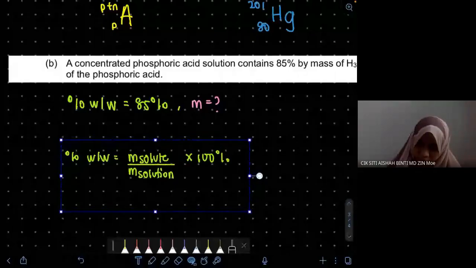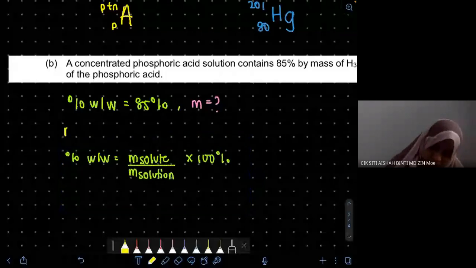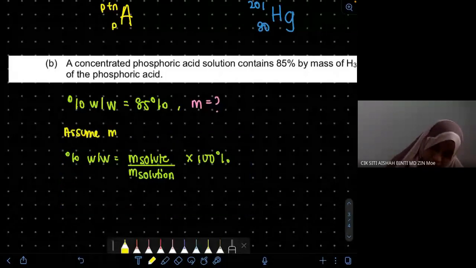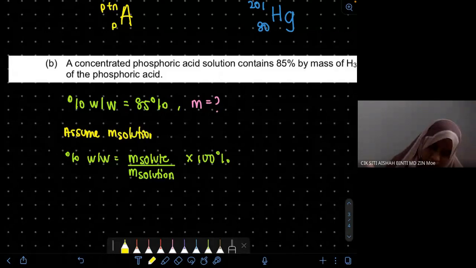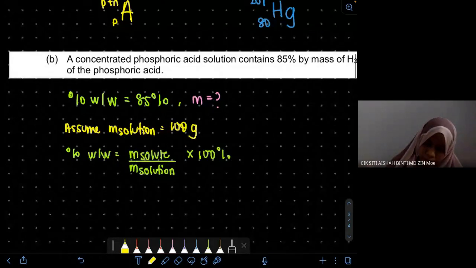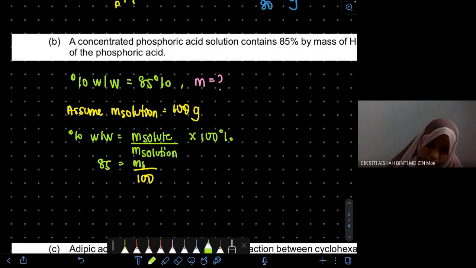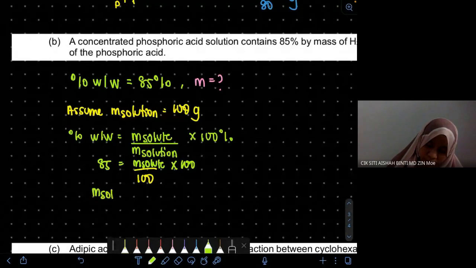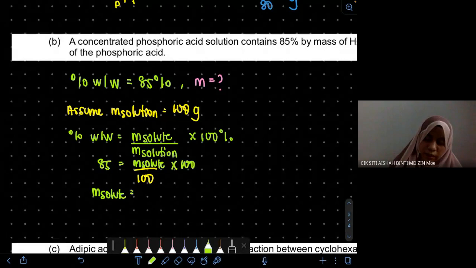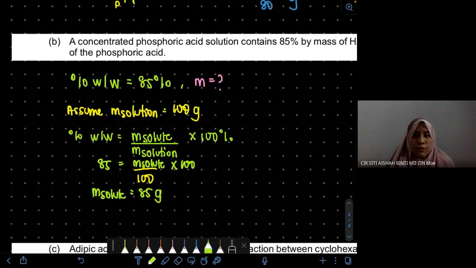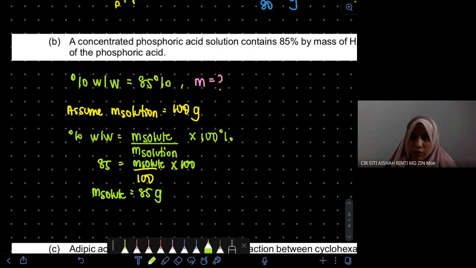So I am going to assume and write down here: assume mass of solution is 100 gram. So 85 equals M solute divided by 100, times 100. So the M solute we get is 85 gram. From the information, what we have here is the mass of solute.